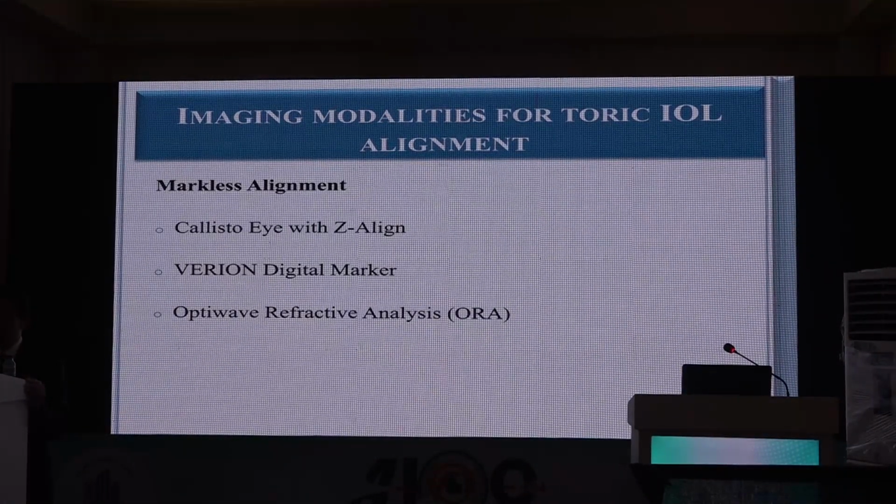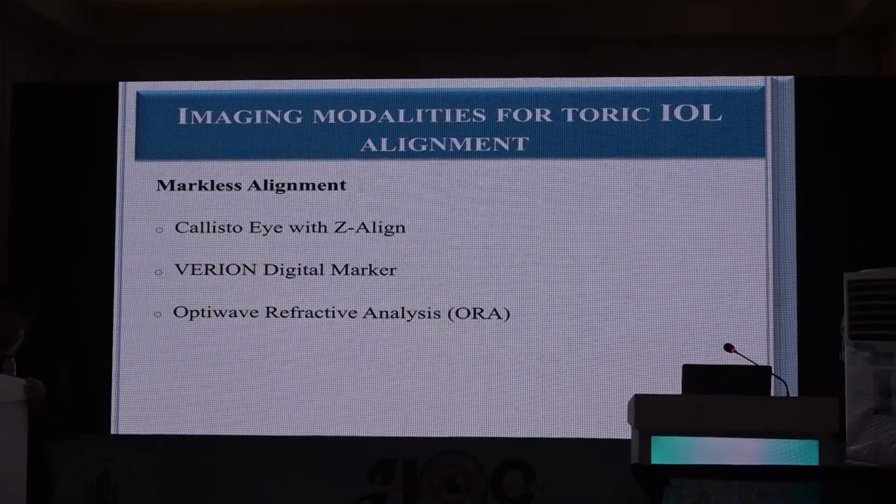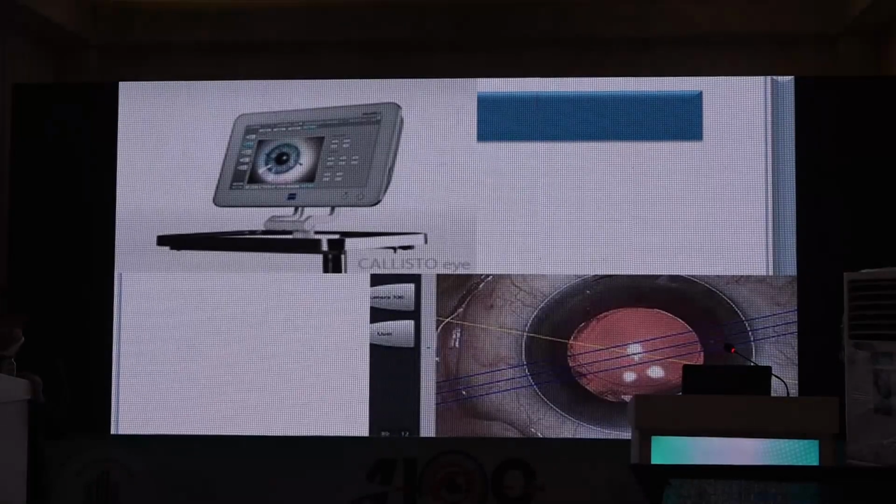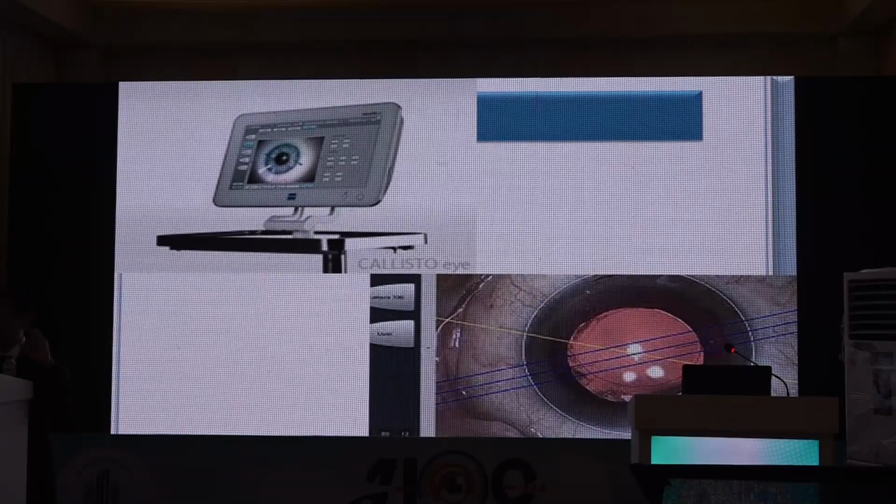The other method is markerless alignment, that is a digital method. We have Callisto eye on the Zeiss microscope, we have the Varion digital marker, we have ORA, that is Optiwave Refractive Analysis. In the Zeiss microscope, I don't have any financial interest, they have the Callisto system, where you get the reference marking, the 0-180 degree line, so you can place the incision along that axis, and then this is the axis along which you have to align the IOL.